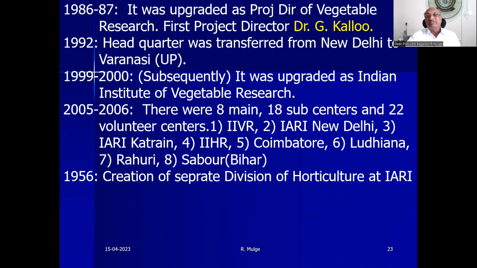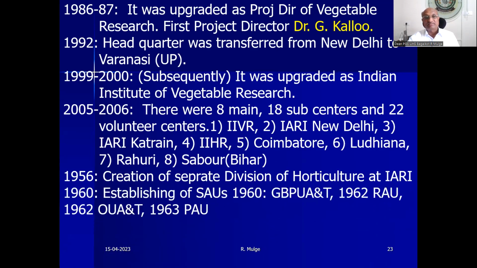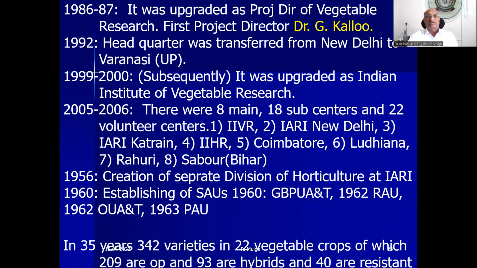1956, creation of a separate division of horticulture at IARI. Horticulture division, already said. 1960, establishing SAUs. It's not only ICAR we have discussed now. State agriculture universities: 1960, GB Pant University of Agriculture contributed a lot in vegetable improvement. 1962, Rajasthan Agriculture University, Orissa University of Agriculture and Technology. Then Punjab Agriculture University, 1963. They contributed a lot in vegetable improvement.